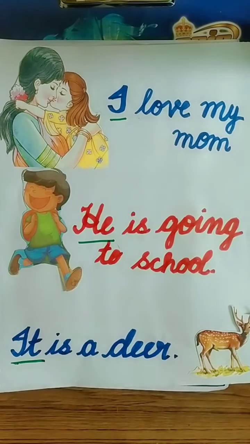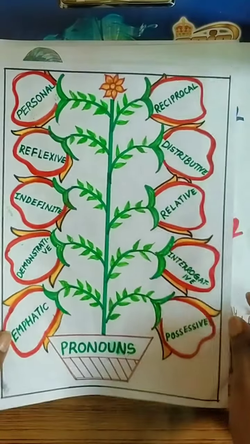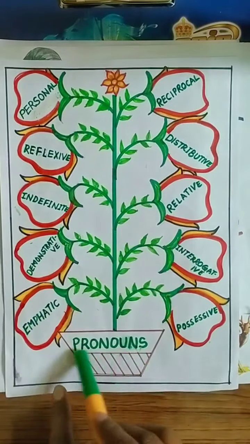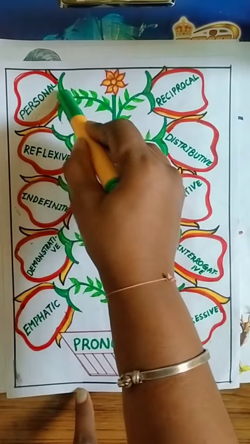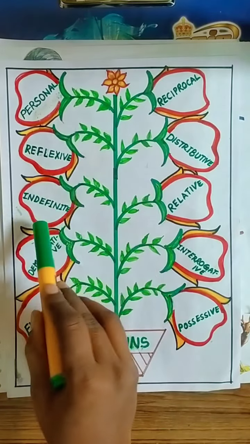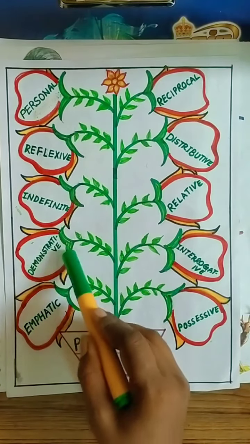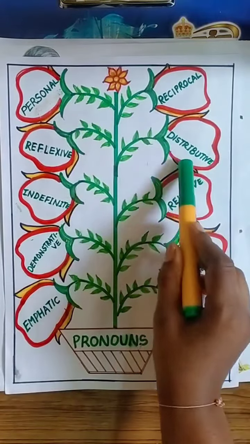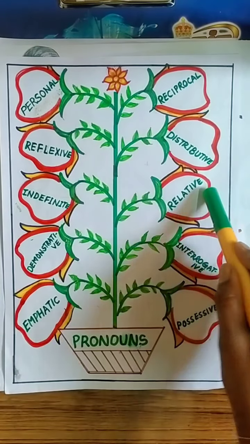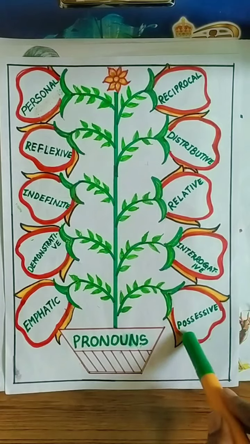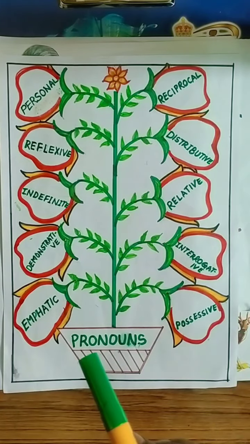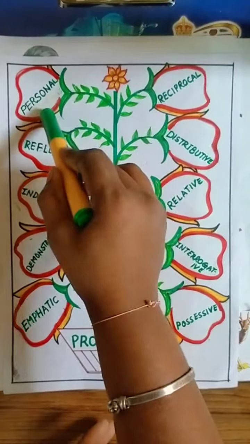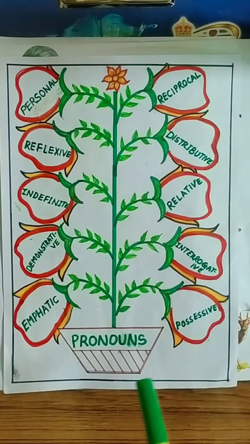Now, these pronouns are classified into 10 types. So, what are they? Let us check out. These pronouns are the personal pronouns, reflexive pronouns, indefinite pronouns, demonstrative pronouns, emphatic pronouns, reciprocal pronouns, distributive pronouns, relative pronouns, interrogative pronouns, and possessive pronouns. So, briefly, we are going to know what personal pronouns are and what all these pronouns are. Okay.